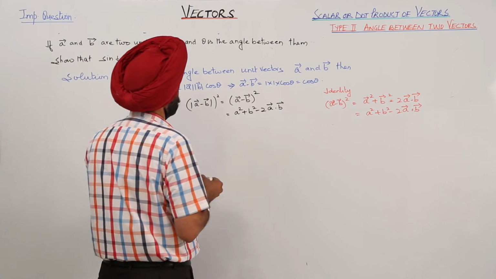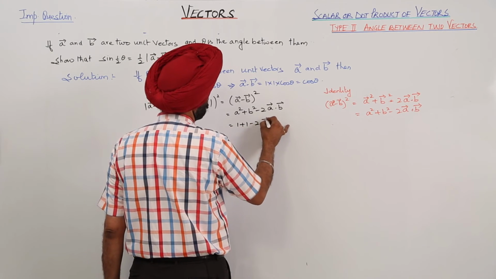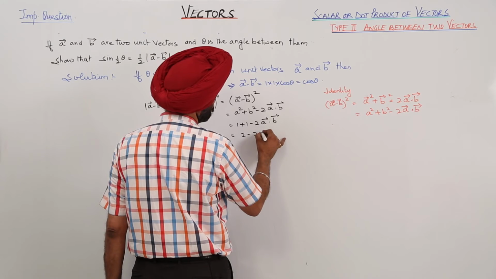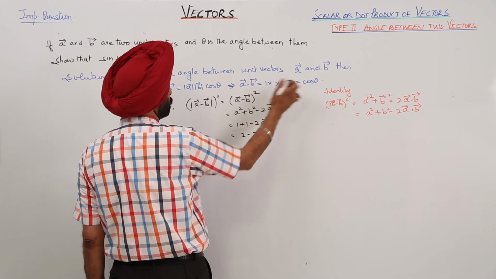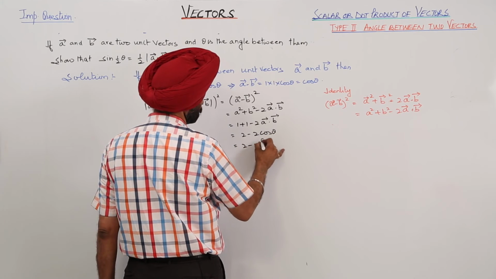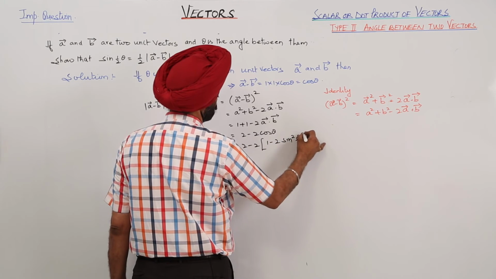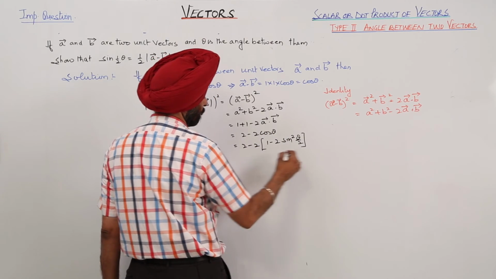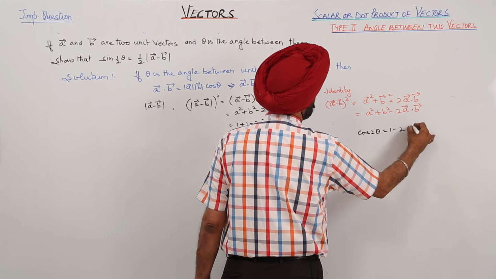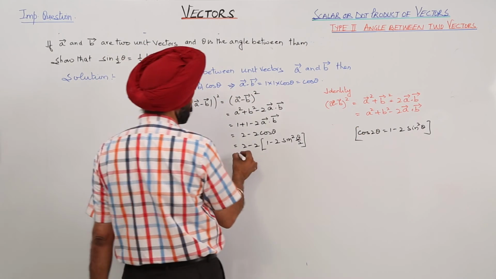Now this becomes 1 plus 1 minus 2 A dot B, and A dot B is cos theta. This becomes 2 minus 2 times 1 minus 2 sin square theta by 2, since cos 2 theta is equal to 1 minus 2 sin square theta. This is the identity for the trigonometric form.